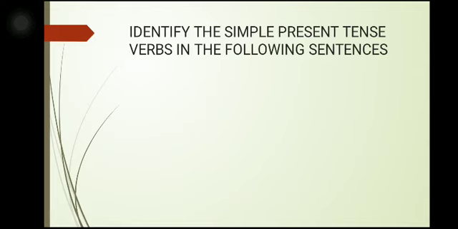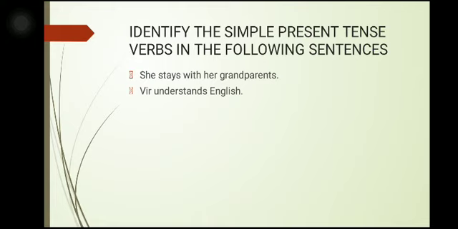We will identify some simple present tense verbs in the following sentences. She stays with her grandparents. What is the answer? Yes, very good. It is stays. Now here see, because it is she, we have used S with stay. So it became she stays. Veer understands English. Again, Veer is a singular noun, so we will use understands. Vihan tries very hard. Vihan is also a singular noun, so we will use tries. We are removing Y and we are adding IES to the word try, which will make it tries.